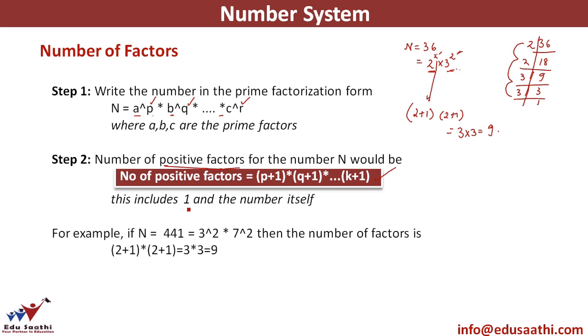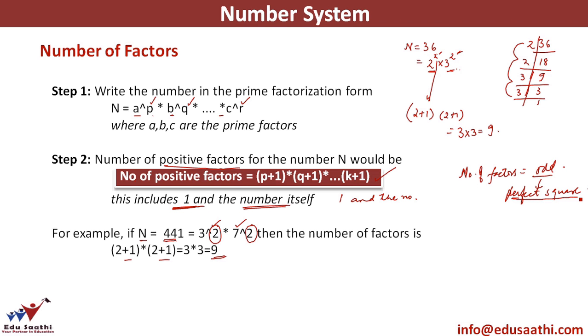Now this number would include the case of 1 and the number itself. For example, if you have n as 441, 441 can be written as 3 square into 7 square. So the number of factors would be 2 plus 1 into 2 plus 1, which will be 3 into 3, giving you an answer of 9. Now if you look here, the number of factors is coming out to be odd. That means the numbers that I have taken are perfect squares.